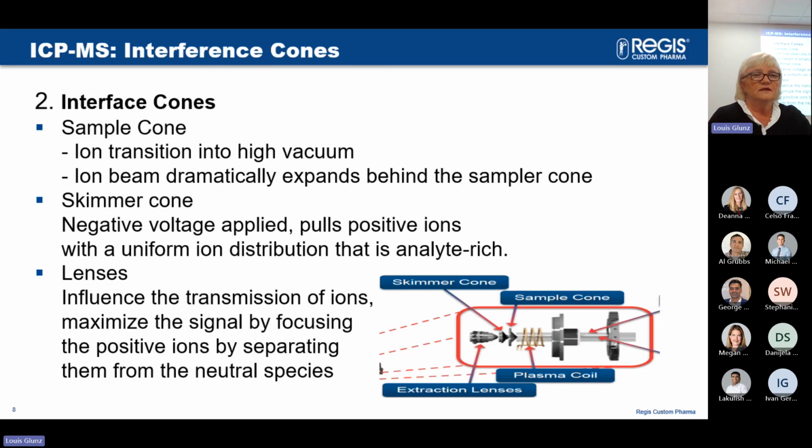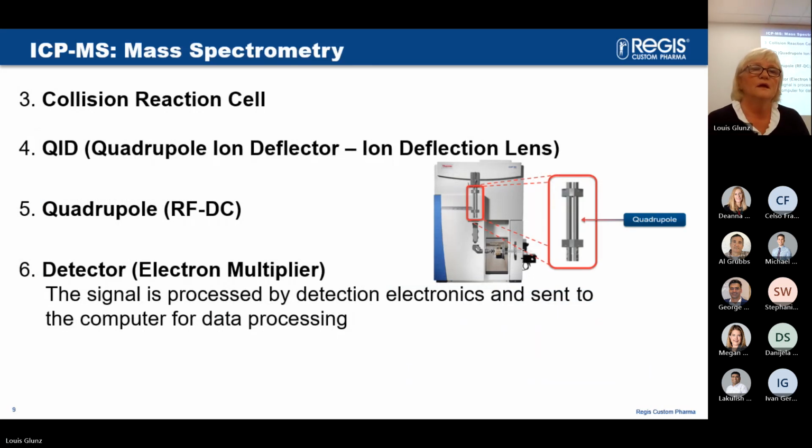Then the sample moves on to the lenses. Lenses influence the transition of ions, maximizing the signal of an ion by focusing the positive ions and separating them from the neutral or negative species. Next, the sample passes onto the collision reaction cell. The collision reaction cell is another filter of these ions, the clouds of ions that still contain some impurity, like polyatomic impurity. And a collision reaction cell can act in different modes. One of the common modes used by the collision reaction cell is KED, kinetic energy discrimination mode.